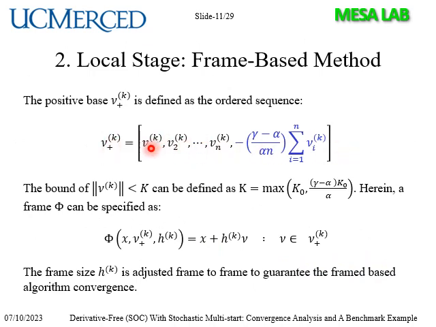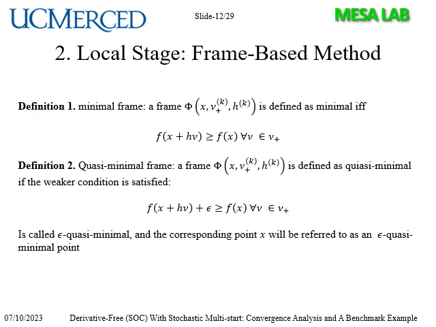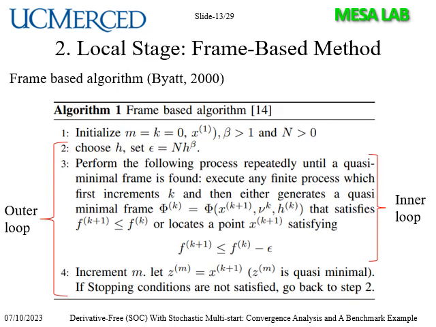In that sense, this is the positive base, which is the points of the simplex plus the average of those points. And if we define some boundaries for the magnitude of this base, we can define something called a minimal frame or quasi-minimal frame, which is basically the minimum size of that shape of the simplex that will continue satisfying the performance for a good optimization.